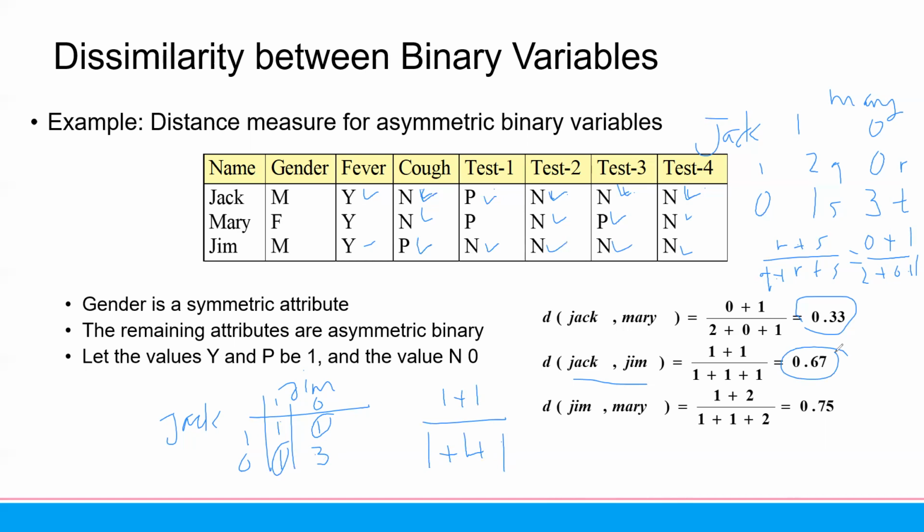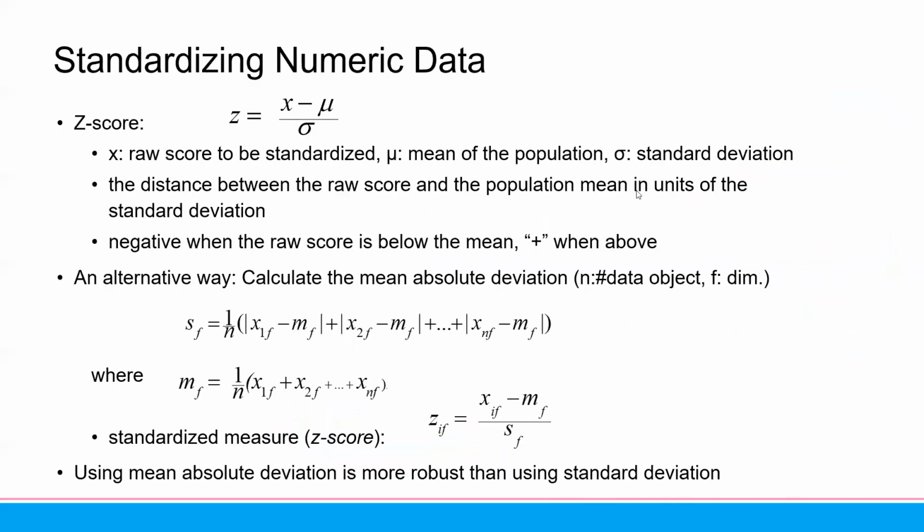Using the same way, you can measure Jim and Mary. We can use standardizing numerical data. Oh, sorry, we don't need this one. For the similarity, we can use any other way. Why did I put this one here? I think this belongs to the previous topic, the normalization. I'm sorry.